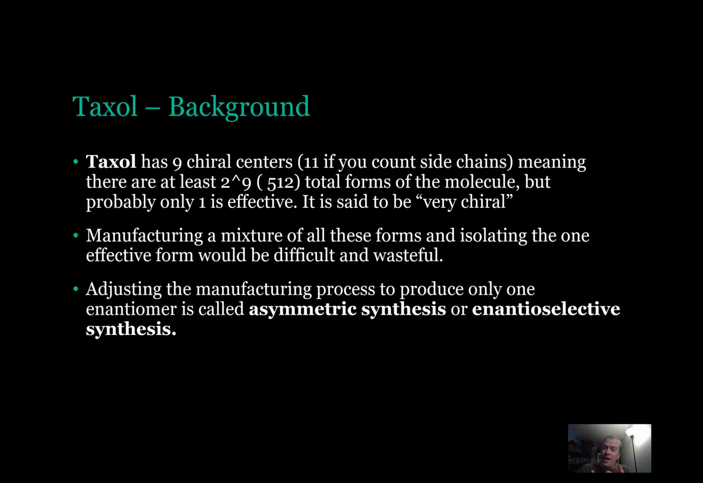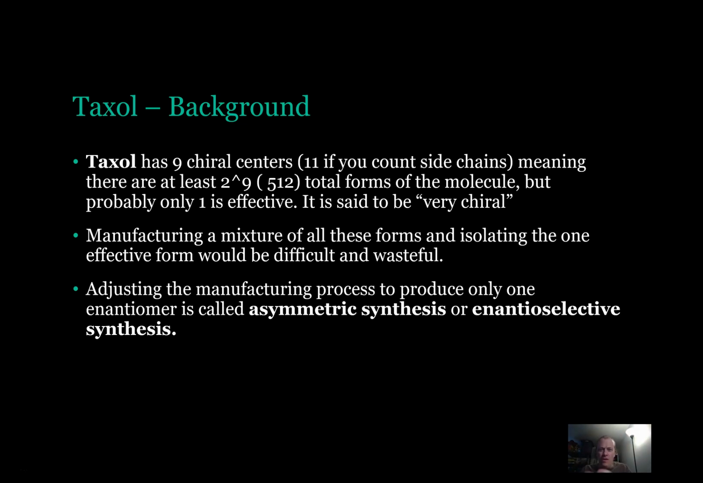It has 9 chiral centers, a total of 11. At each one of those 9 chiral centers, there are 2 different possibilities, and the possible combination is 2 to the 9th power, which is 512. And out of all of those 512 possibilities, only one works. So it is said to be very chiral, and it's very complicated.